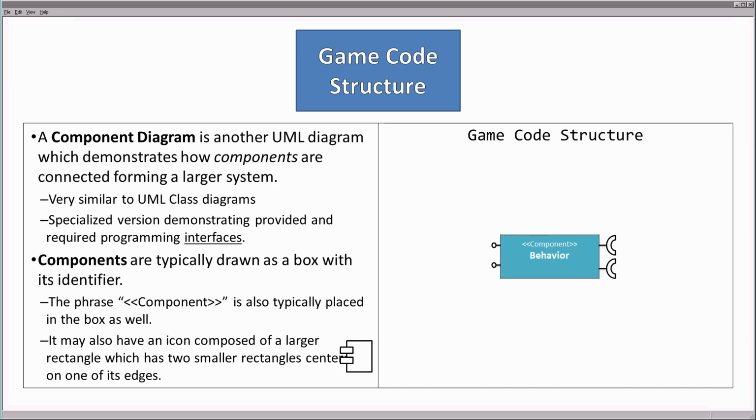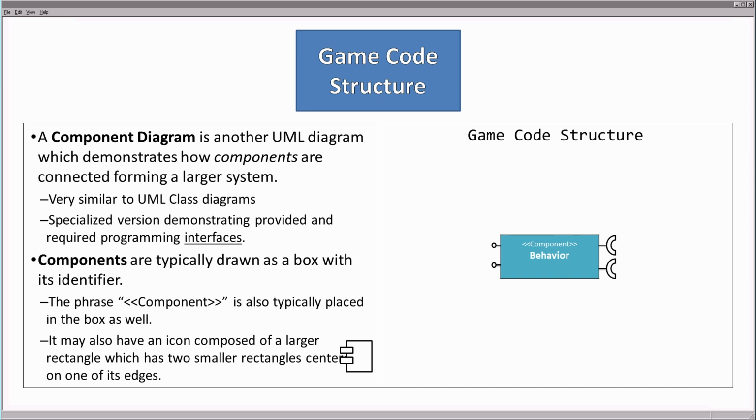When we are designing games, it may be useful to draw out the concepts so that ourselves and especially others may understand how to create the game. In software engineering, we are aware of unified modeling language, or UML, diagrams which help us design software. A component diagram is another UML diagram which demonstrates how components are connected, forming a larger system. It is a specialized version demonstrating provided and required programming interfaces. Keep in mind, programming interfaces are not the same as user interfaces.